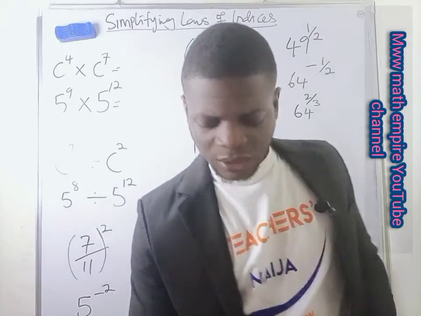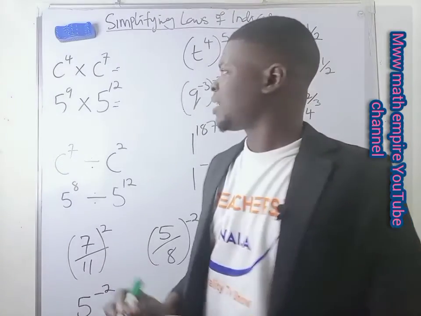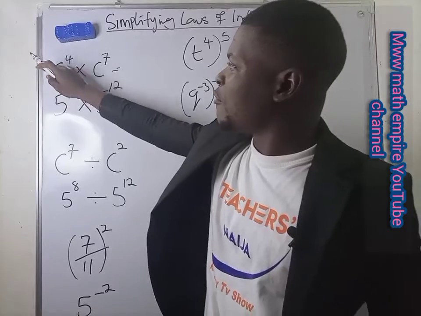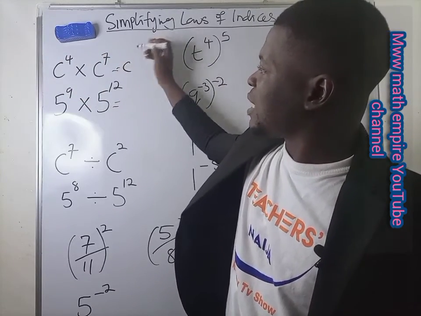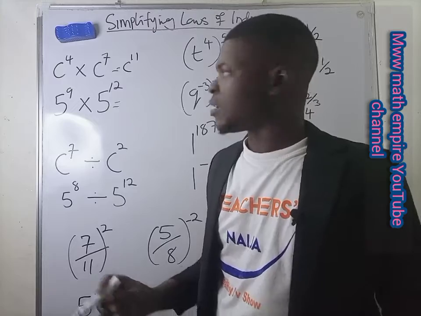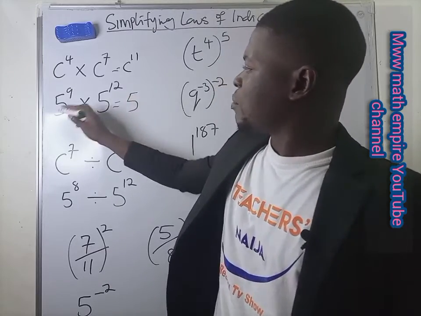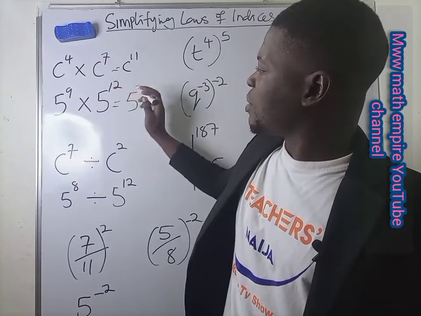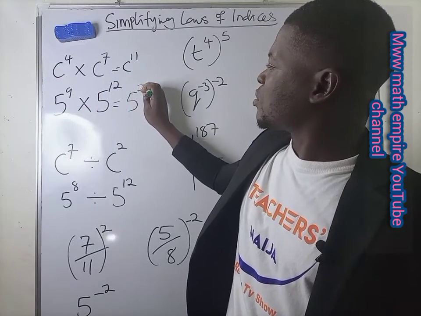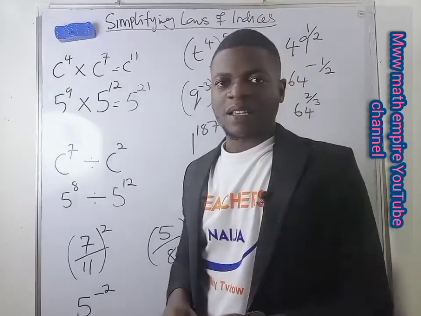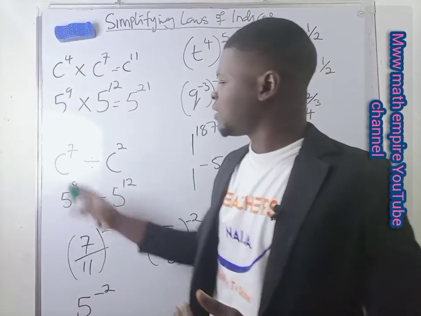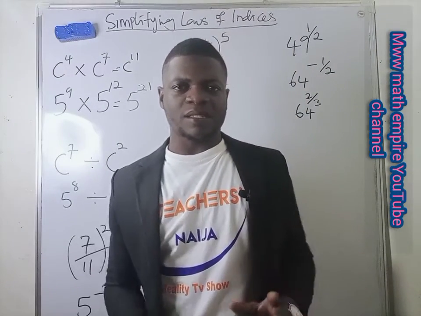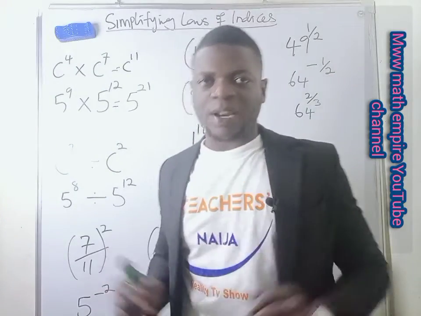Now, I want to let you know that whenever you encounter numbers having the same base, you simply add their powers. 4 plus 7 will be giving us 11. Again, we are having 5 multiplied by 5. Pick 5. Then 9 plus 12 will be giving us 21. As simple as that. Same thing is applicable even in division. Once they are having the same base, simply subtract.